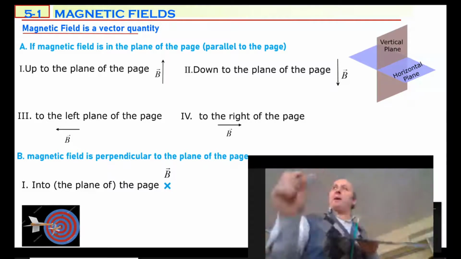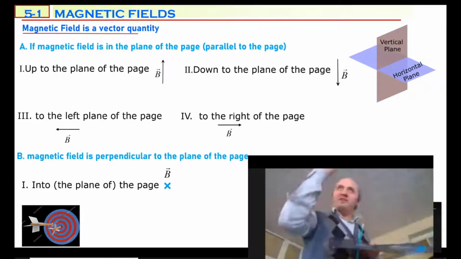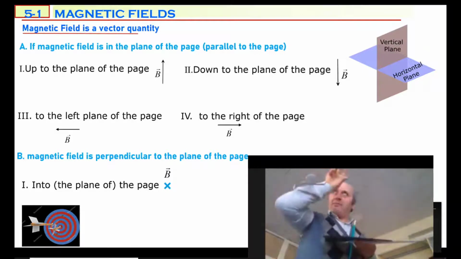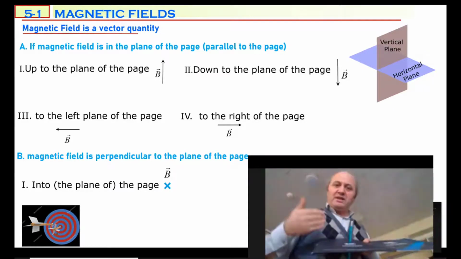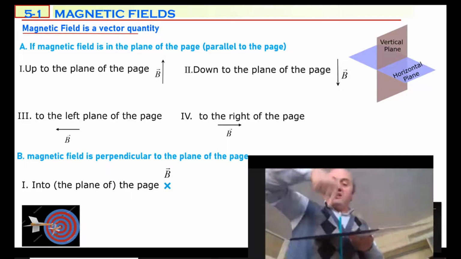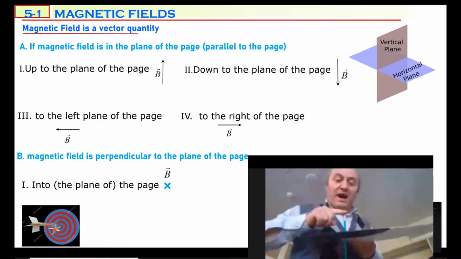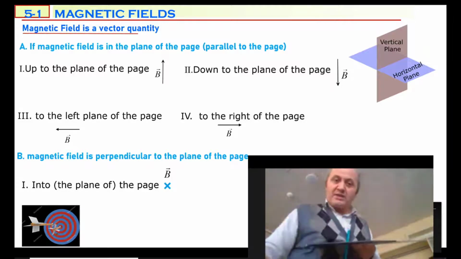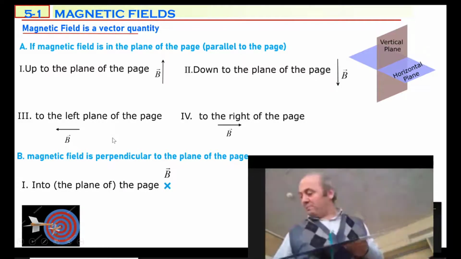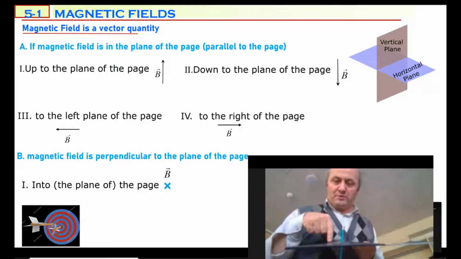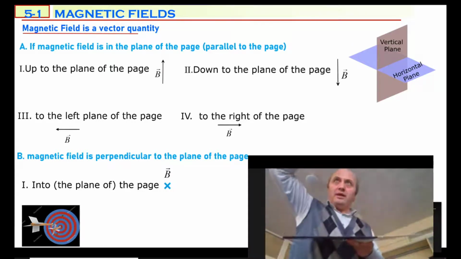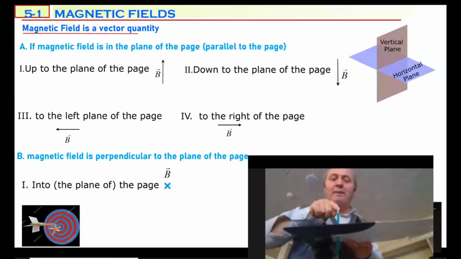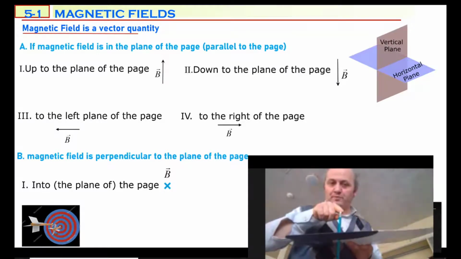You throw an arrow. Remember the dart example? You throw a dart, and when you look behind the dart, you see a cross sign, the back of the dart. The same thing is given here. If the magnetic field is into the page, we are seeing the back of the arrow, which is a cross. That's why the magnetic field is represented by a cross if it is into the page. Got it? It is going into, so I see only the back, which is a cross.